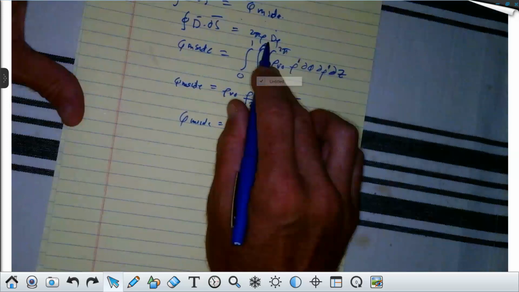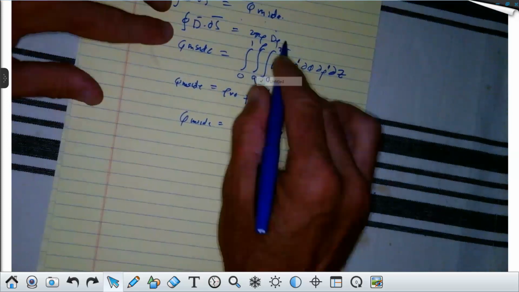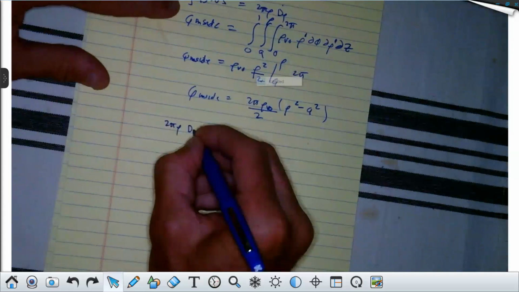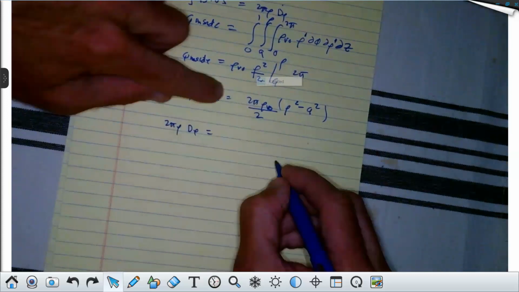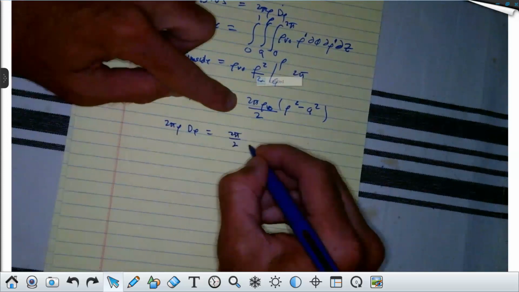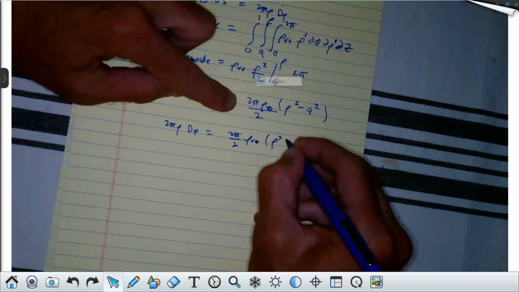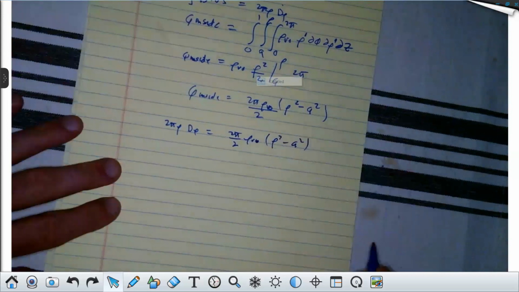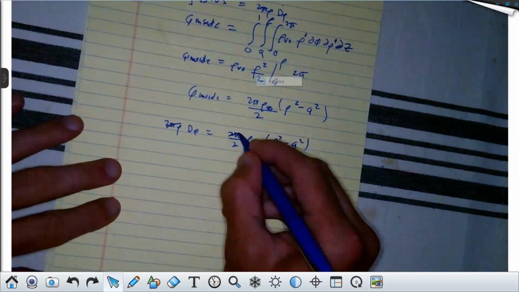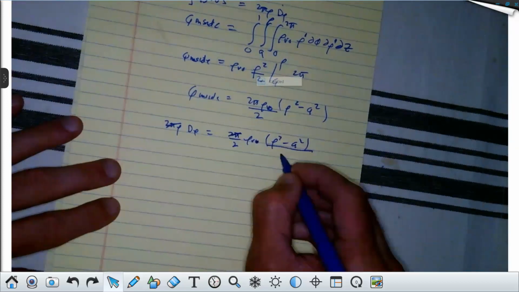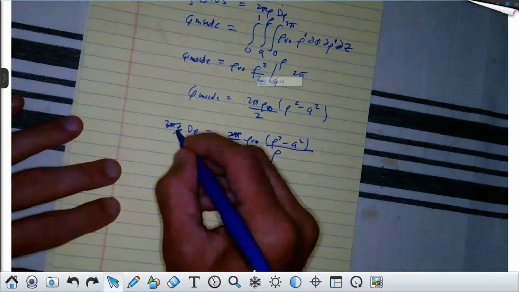It's equal to the integral of D dot dS. So now I can say that 2 pi rho D rho is equal to 2 pi over 2 rho v 0 times rho squared minus a squared. And you can see plainly that the first thing that happens is the 2 pi's cancel. And then I divide by rho. Can you all follow me on that?